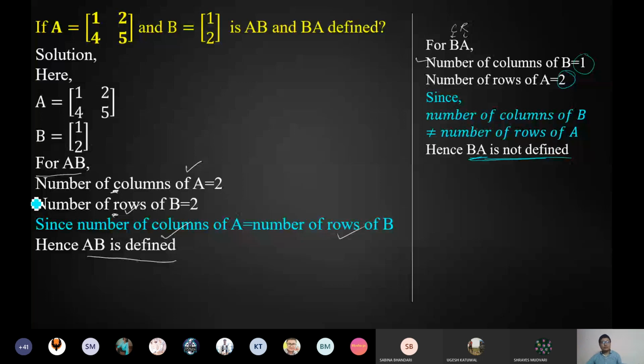Later I'll explain how to find the product of A and B in another slide. But at first I am focusing on whether the matrix product exists or not. A lot of questions may be asked from this specific subtopic of matrix multiplication. So let's go to the next question.